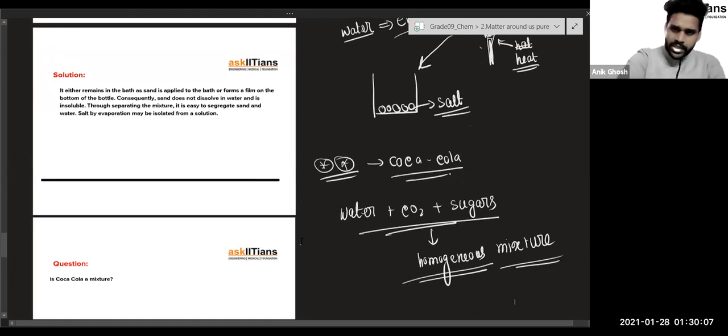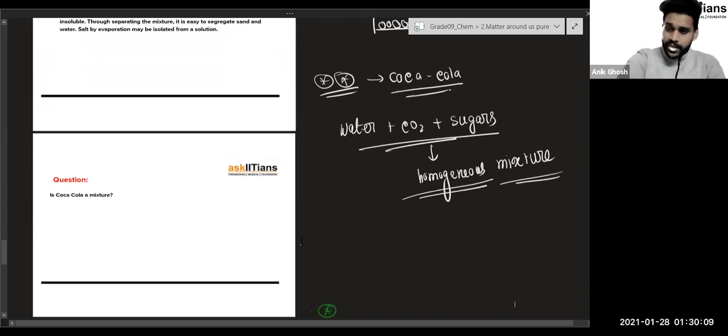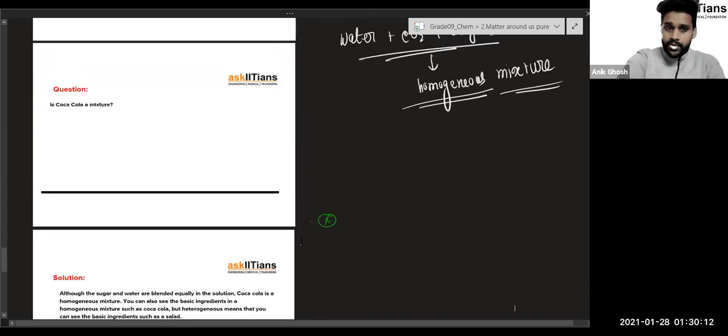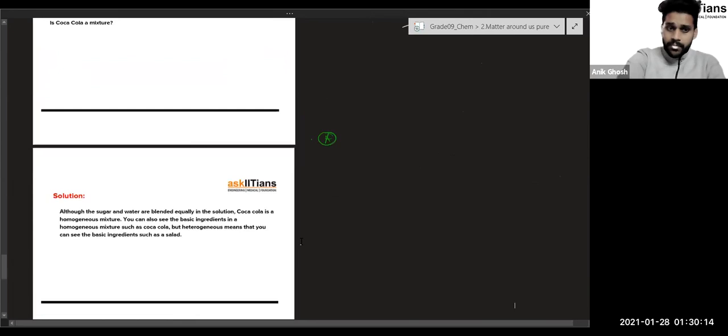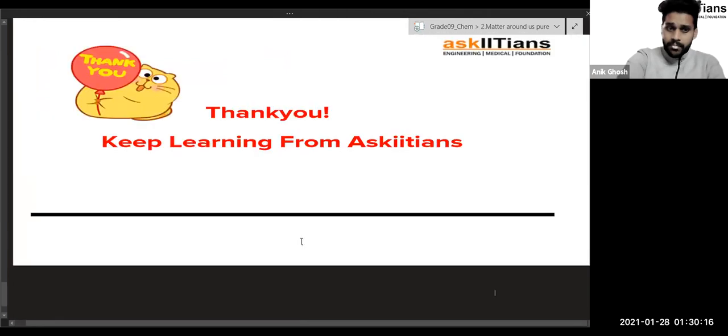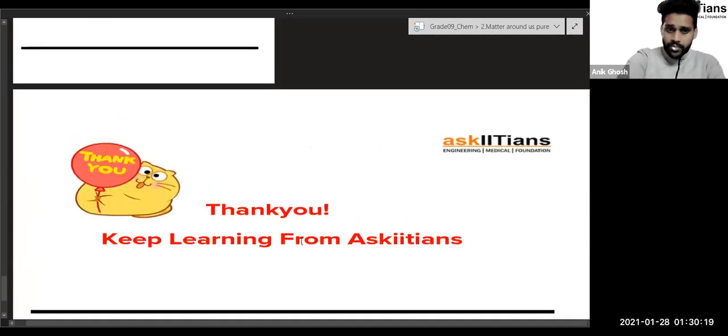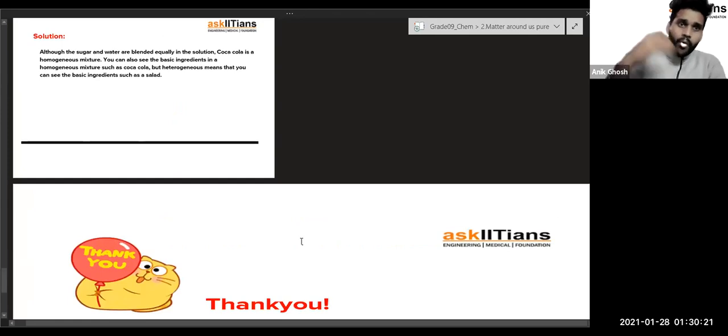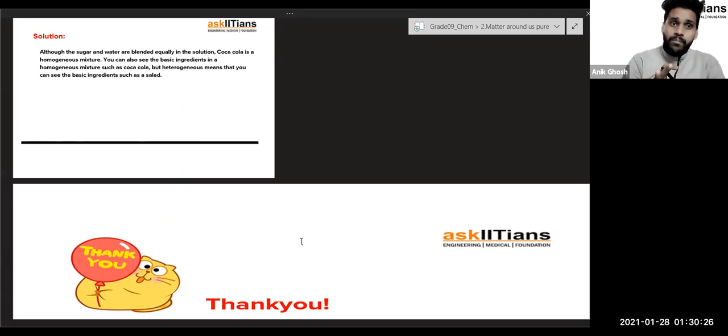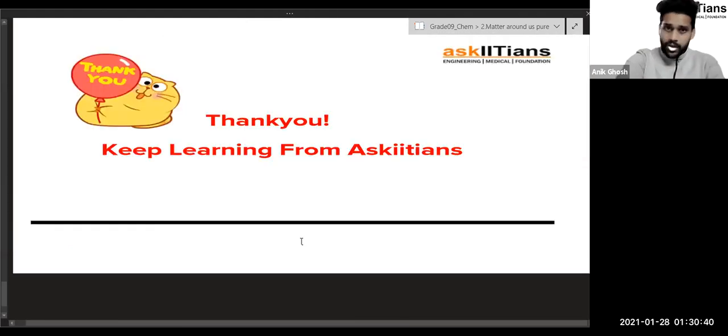This was more like a question which can be discussed in the next video, but it's okay. You can see it is written over here. Just wait for a moment. Yeah. So Coca-Cola is a homogeneous mixture. You can see the basic ingredients of Coca-Cola are the sugar, the water and the carbon dioxide. All of these things are blended together. Okay, so that is why it is a homogeneous solution. Or you can say homogeneous mixture, and homogeneous mixtures are the mixtures we call solutions.